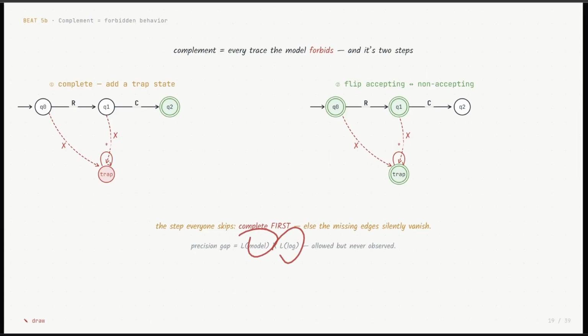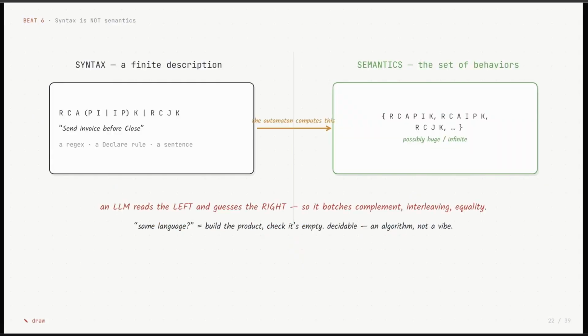So that's our new concept. The point of all what we are doing is that sometimes you have syntax, like a finite description of states or conditions. For example, send invoice before close. That could mean lots of things. And another thing is that two descriptions, two syntaxes, could have the same automata.